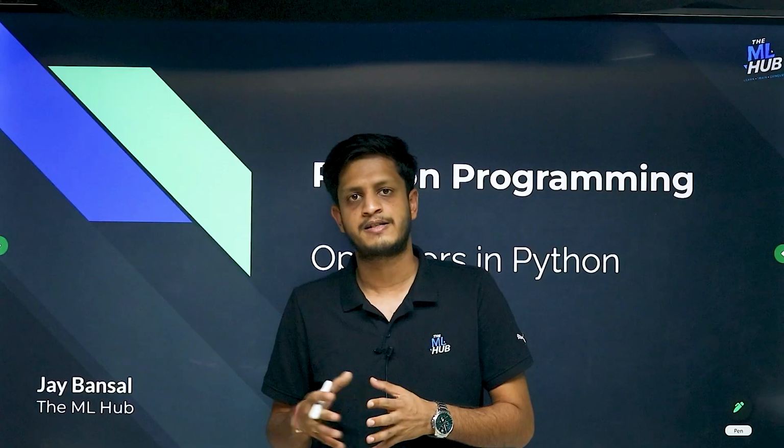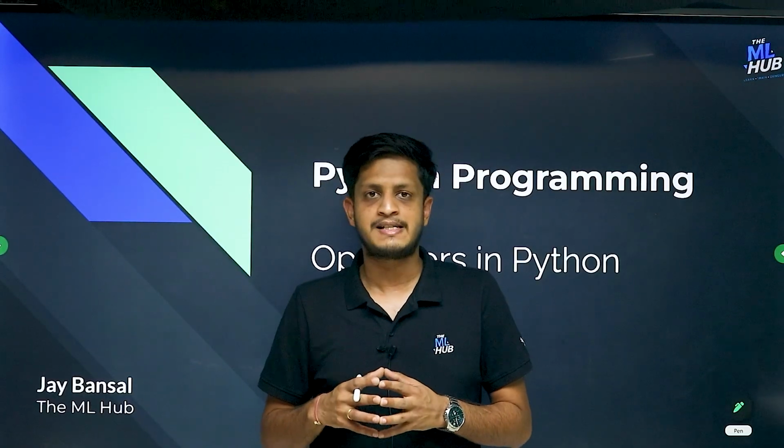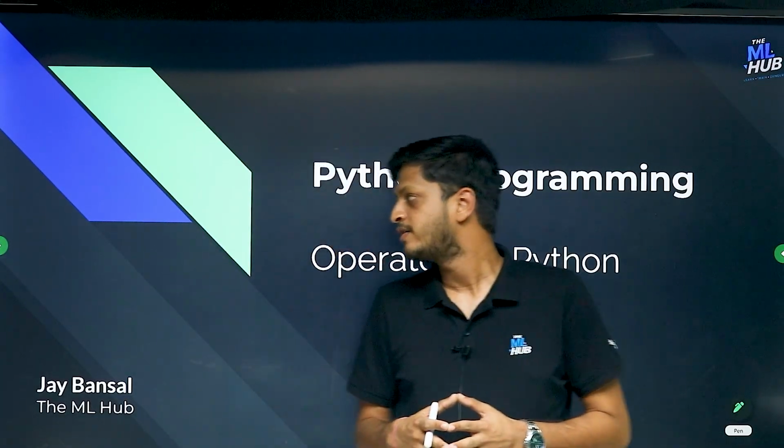Hi, in this lecture we will see what are operators in Python. In the previous lecture, in the tokens lecture, we have seen that tokens are of many types. There are 5 types of tokens and one of them is operators. Operators are symbols inside a Python program that are used to perform certain operations on some variables or some constant values. We'll see what different types of operators there are in this video.